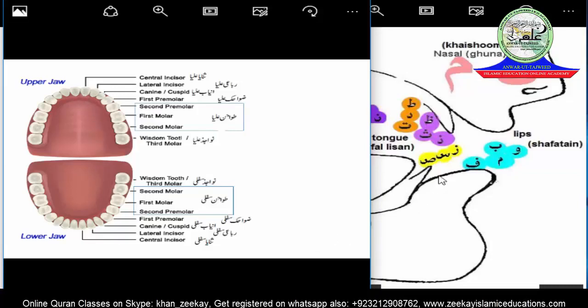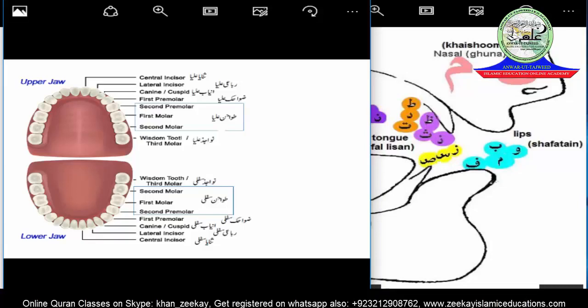origin is for za, sin and sod, and it is obvious that it may result in joining both teeth together, because when the tip of the tongue touches both teeth, the upper jaw's teeth and lower jaw's teeth, it is obvious that both teeth will also join a little bit to pronounce these letters za, sin and sod. So this is all for today's lesson.